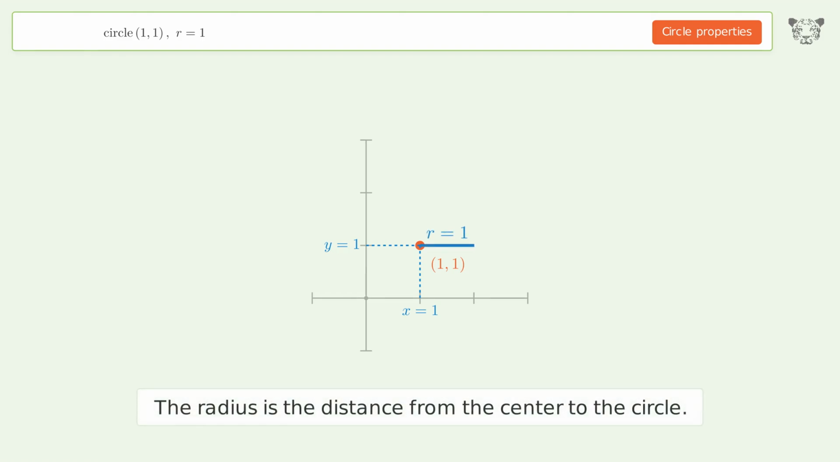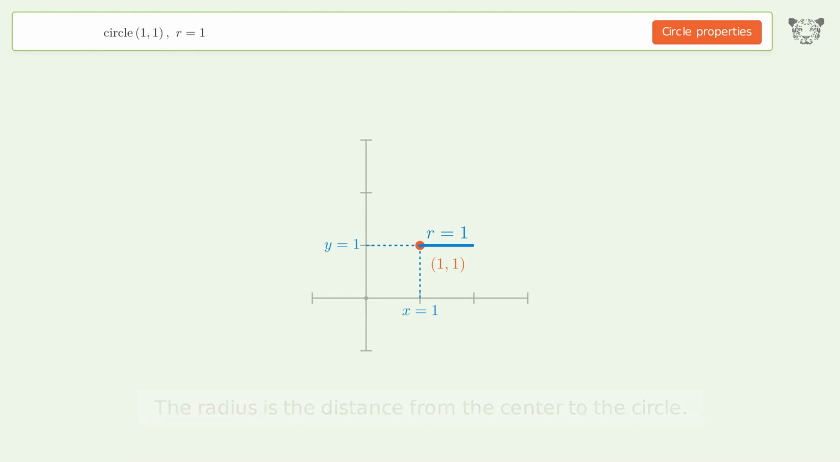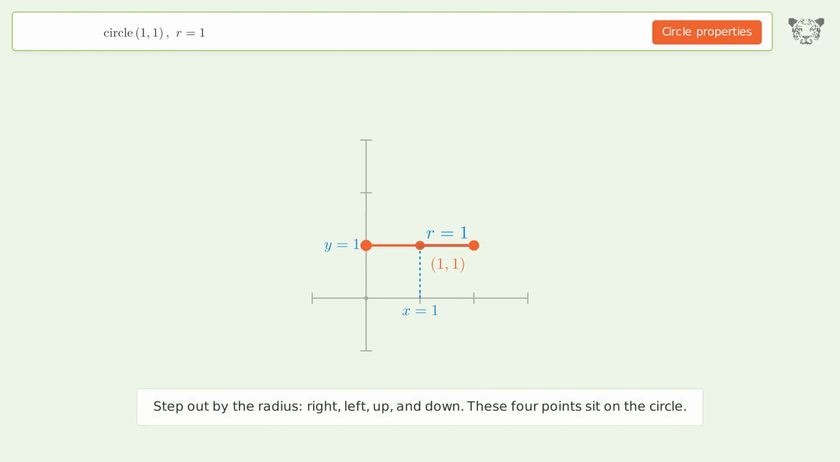The radius is the distance from the center to the circle. Step out by the radius: right, left, up, and down. These 4 points sit on the circle.